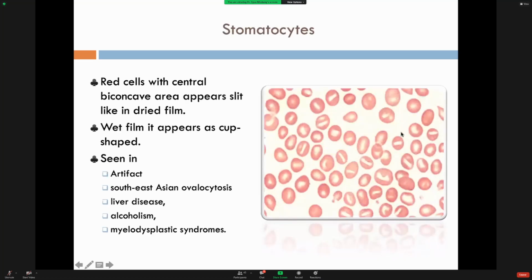Stomatocytes, red cells with a central biconcave area that appear slit-like in a dry film. In a wet film, it appears as a cup shape. When you see it like a cup shape, it can be an artifact, or it could be ovalocytosis, in South East Asian ovalocytosis, liver disease, alcoholism, MDS, which is myelodysplastic syndrome. The commonest things are liver disease and alcoholism.